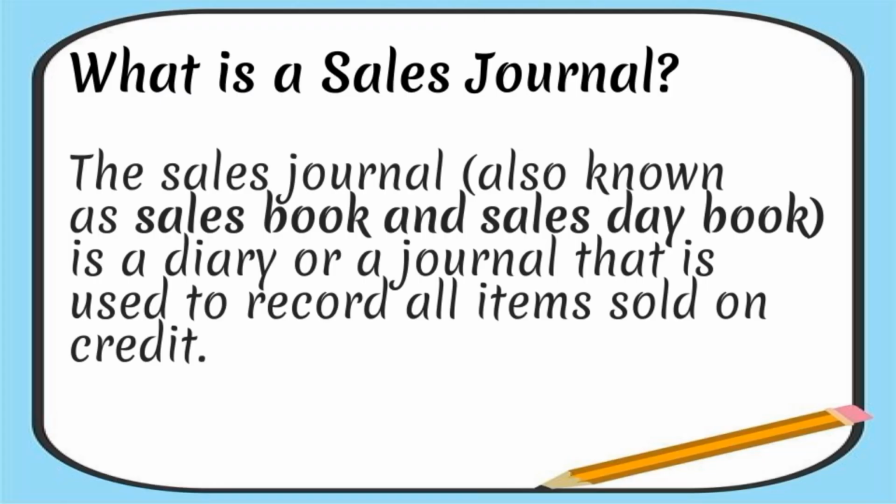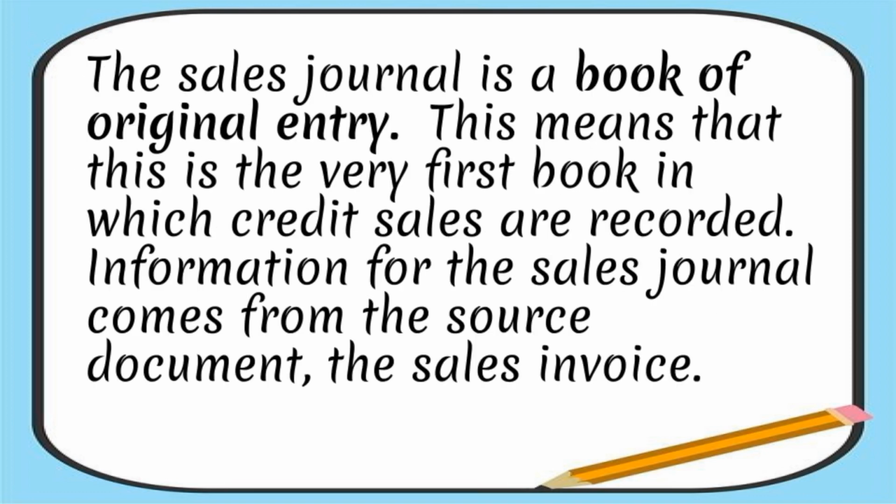What is a sales journal? The sales journal, also known as sales book and sales day book, is a diary or a journal that is used to record all items sold on credit. The sales journal is a book of original entry. This means that this is the very first book in which credit sales are recorded.